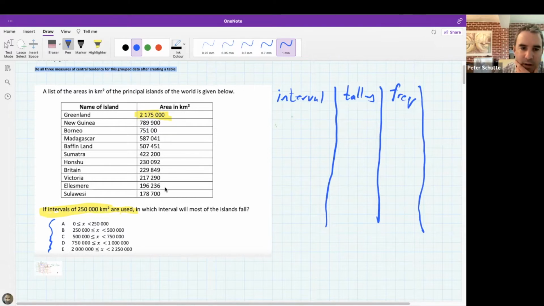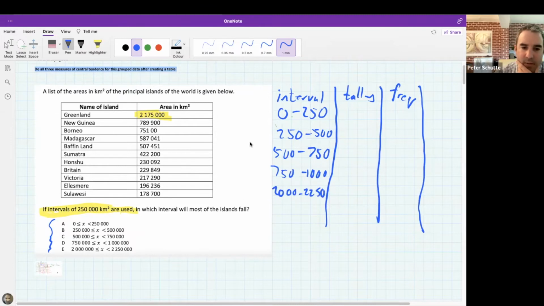If we look at the intervals they've given us, it goes 0 to 250, 250 to 500, 500 to 750, 750 to 1,000,000, and then it has an interval for 2,000 to 2,250. Can I zoom in a little bit?